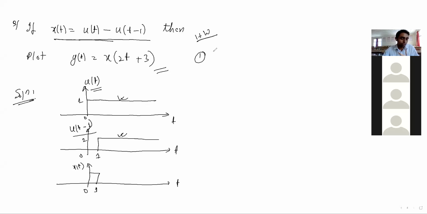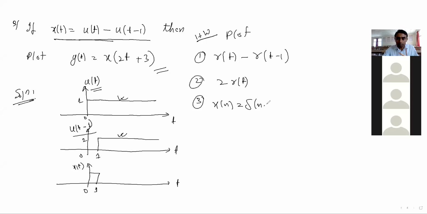You do this homework. First one is r(t) minus r(t minus 1). You plot the signal. Then your concept will be clear. Like 2r(t), 3r(t), then x(n) equal to delta(n plus 2) plus delta(n minus 1) plus delta(n).